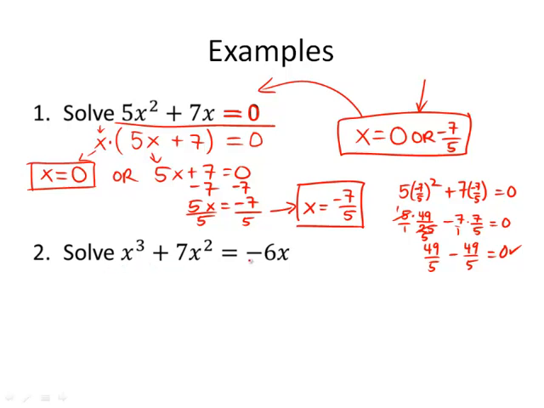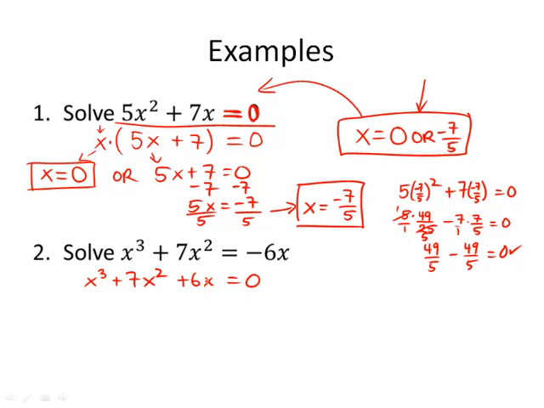Let's check the next one. We need to make sure that we have this property of equaling to 0, because that's the only way we can split it up into smaller pieces using the 0 property. So let's get everything on one side with decreasing exponential order. So x cubed plus 7x squared, we're going to add 6x to both sides, equals 0. And notice we want decreasing exponential order, and we have that.